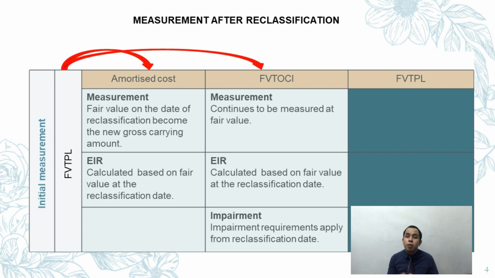Next, we look if the measurement after reclassification changed to fair value through other comprehensive income. The financial asset will be continued to be measured at fair value, and the effective interest rate will be calculated based on fair value at the reclassification date. The impairment requirement applies from the reclassification date.